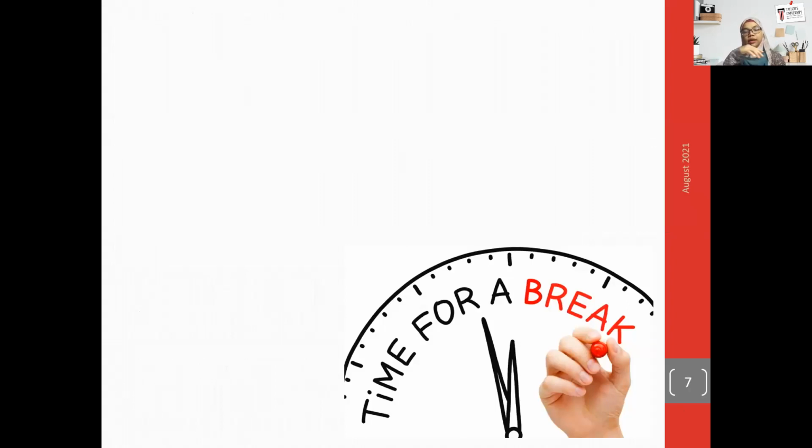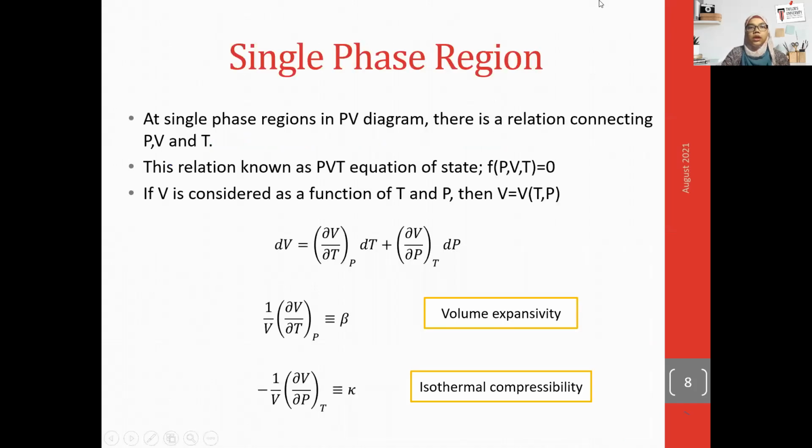Okay, let's have a break first. While we're having a break, let's ask yourself, why do we learn the PVT diagram? What is important about the PVT diagram? I hope that you can take a break while thinking of the answer to this question. Okay, let's move to the next.